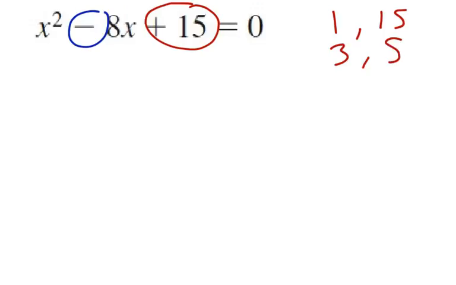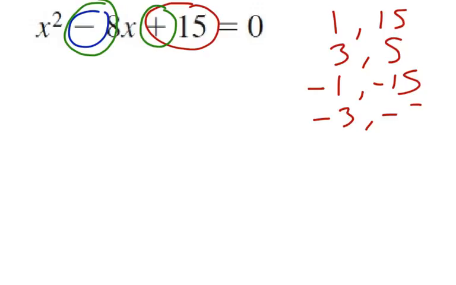Now, when we see this minus sign at the front here, we know that there has to be at least one minus. But because we've got a plus in the second space, it means actually we've got two minuses. So actually we've got two more options here. We've got minus 1 and minus 15, and minus 3 and minus 5. Both of those also multiply to make plus 15.